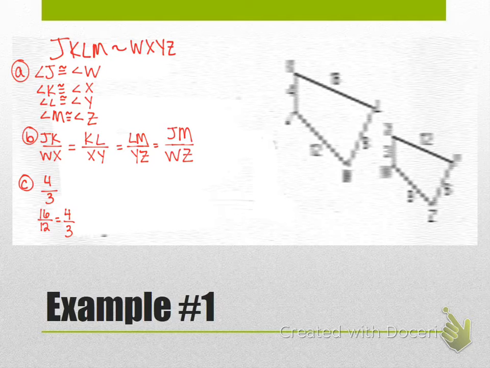Next up, LM. 8 compared to YZ. Those are both divisible by 2. 8 divided by 2 is 4, 6 divided by 2 is 3. Once again, that's what we wanted to see, so we've got one more to check. JM is 12 compared to WZ. Those are both divisible by 3. 12 divided by 3 is 4, 9 divided by 3 is 3. So check. Like we checked it. They all matched. They are proportional to each other.